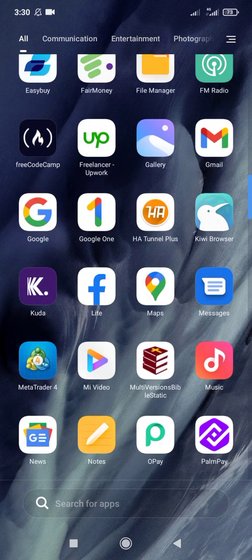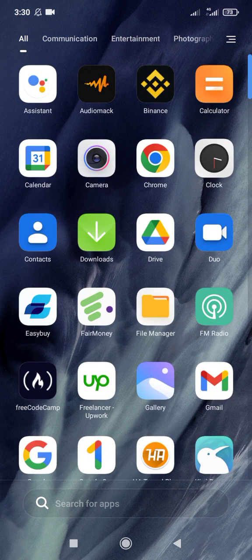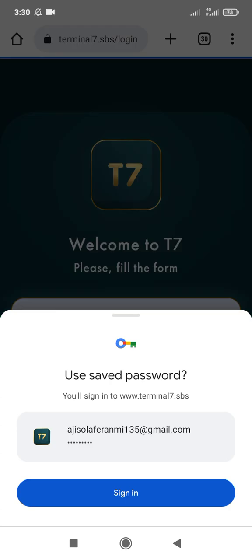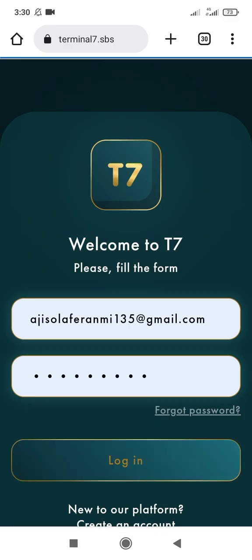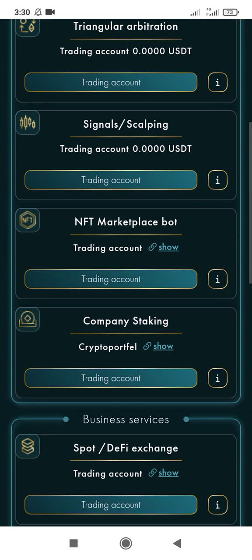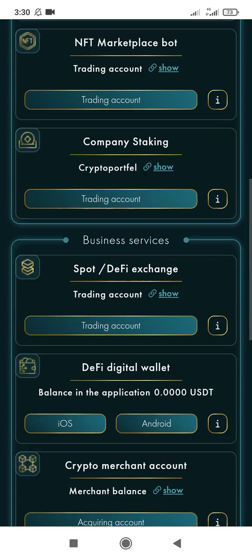So let's go to the site. Let me explain for you carefully. So this is the site. You need to log in to your account. So in this site, you need to invest your money in crypto.